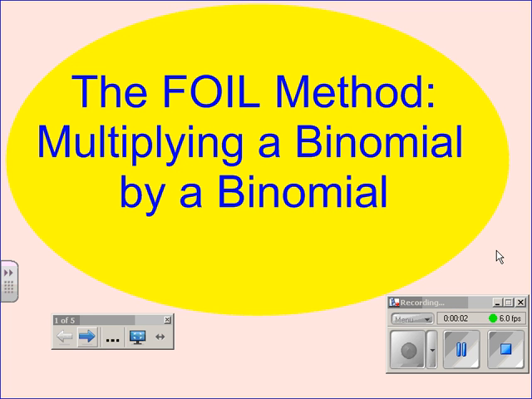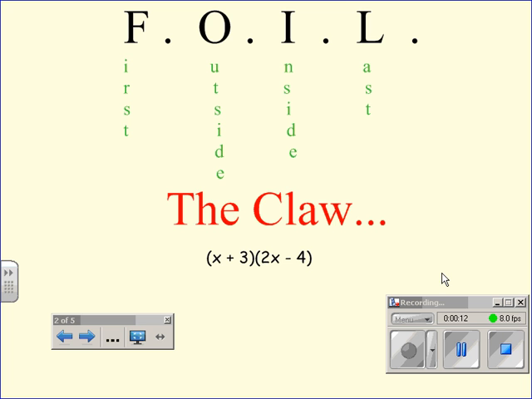Today's lesson is on the FOIL method. We use the FOIL method when we are multiplying a binomial by another binomial. The FOIL method gets its name because it is the order in which we're going to multiply the numbers in each binomial times each other.